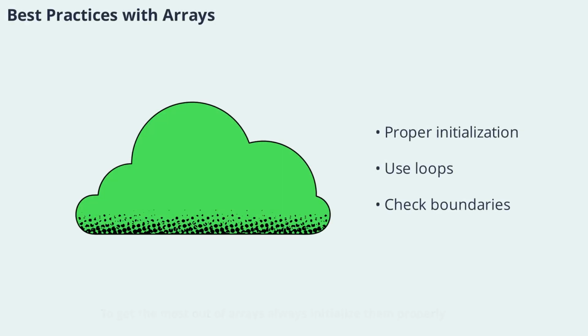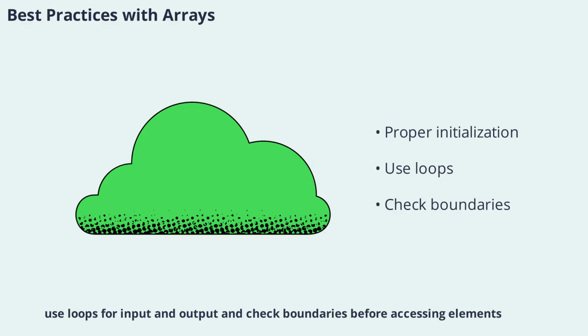To get the most out of arrays, always initialize them properly, use loops for input and output, and check boundaries before accessing elements. Write clear, readable code and comment your logic when working with complex array operations. These habits will make your programs more reliable and easier to maintain.